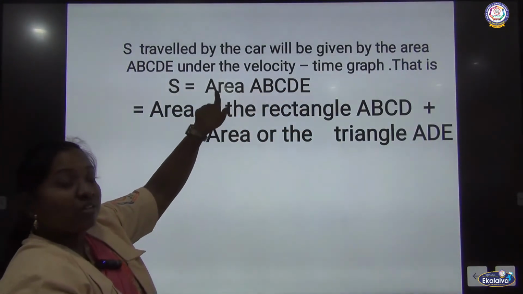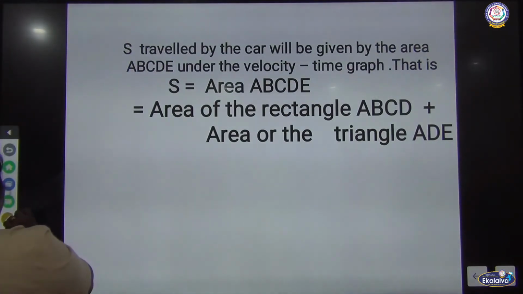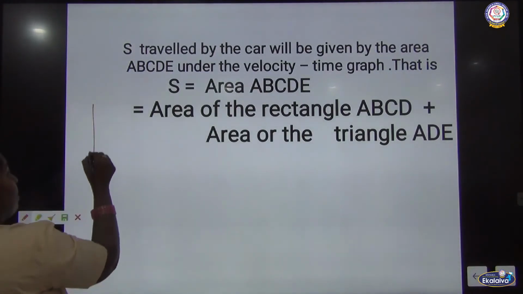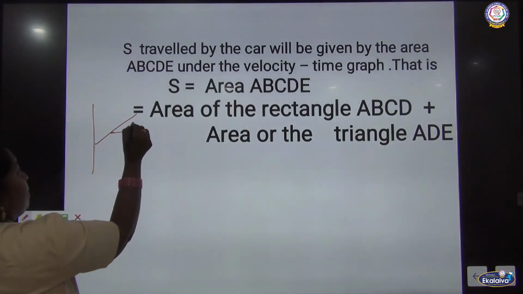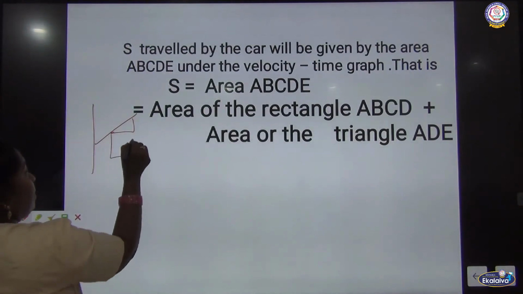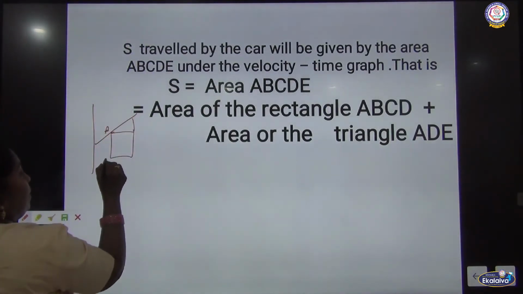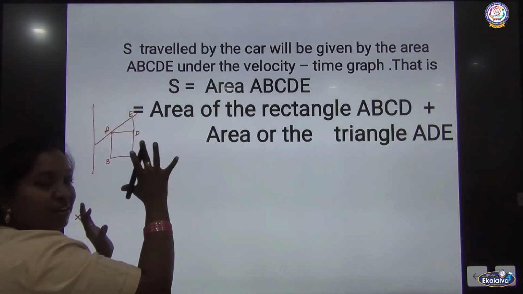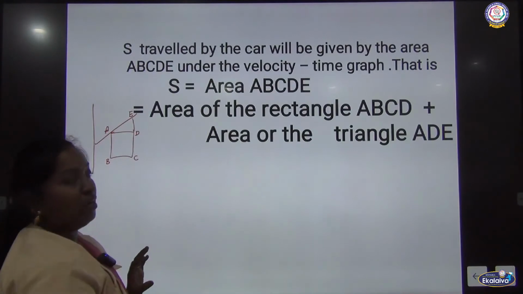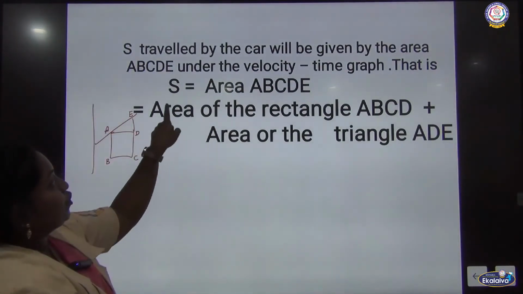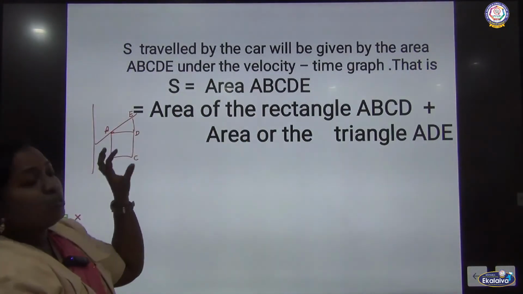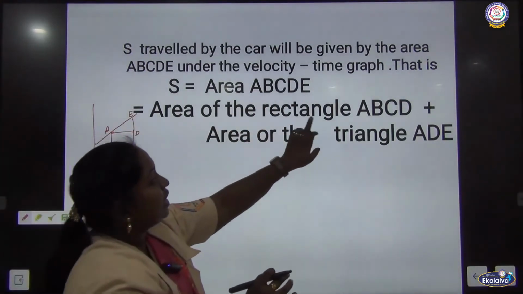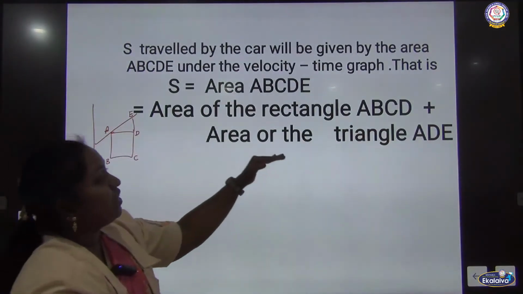So we have taken the area. What are the areas? Let me draw a rough one: A, B, C, D, E. This is a rough one I have drawn to help you write over here. So this is the area I have taken, S equal to area ABCDE. We infer that this is a rectangle and this is a triangle. So area for rectangle ABCD plus area for triangle ADE.